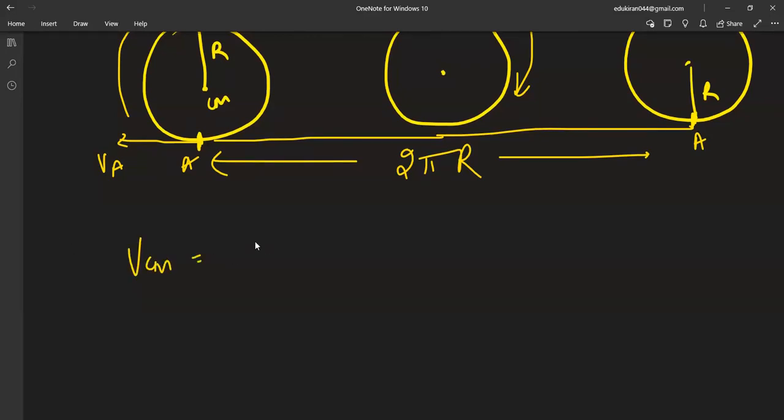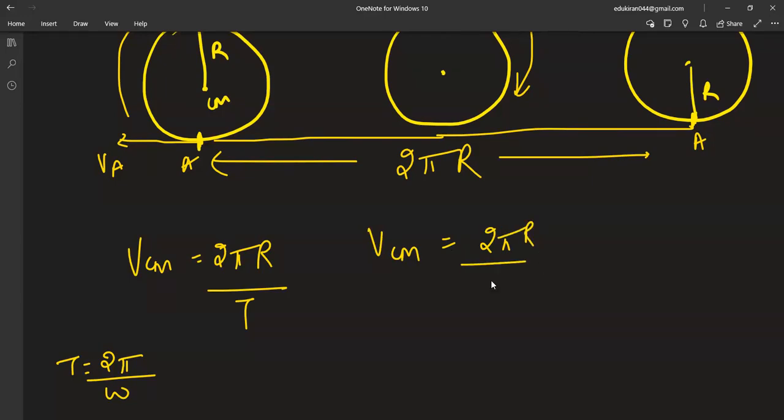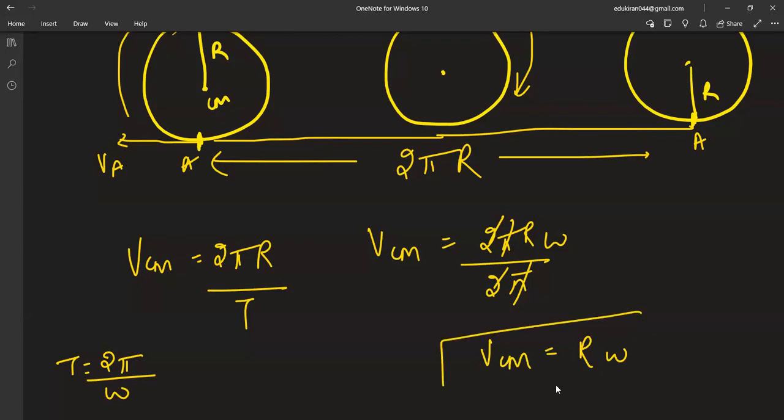So velocity of center of mass. Velocity is distance covered by time. Distance is 2 pi r divided by time. Let's write the time formula in terms of angular frequency. Omega is 2 pi by t, so t is 2 pi by omega. Put this value here. So velocity of center of mass will become 2 pi r divided by 2 pi by omega. Pi will get cancelled, 2 will get cancelled. See, velocity of center of mass is again coming r omega. So this is only for pure rolling.